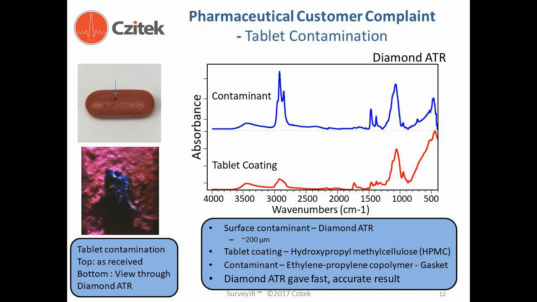ATR spectroscopy is surface selective. The tablet coating is measured without interrogating the pharmaceutical active ingredient underneath. The penetration depth of diamond ATR used on SurveyIR is about 1 to 2 micrometers. This allows measurement of contaminants in situ without sample preparation.